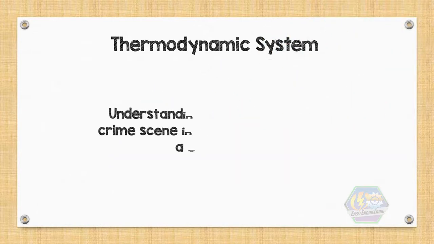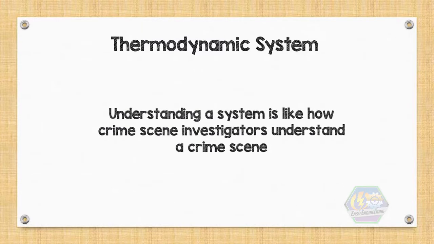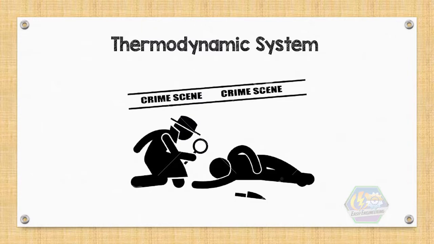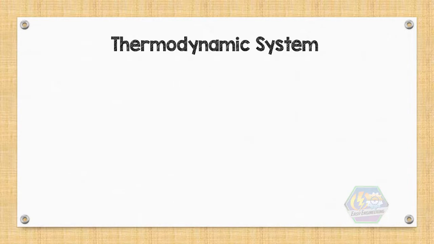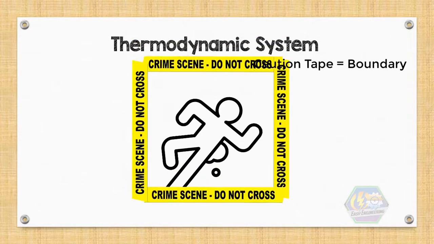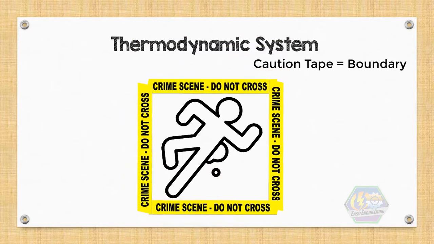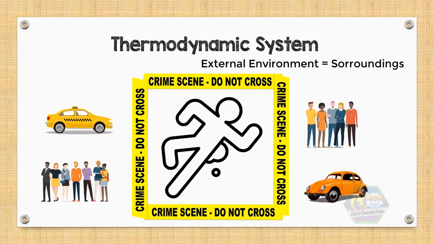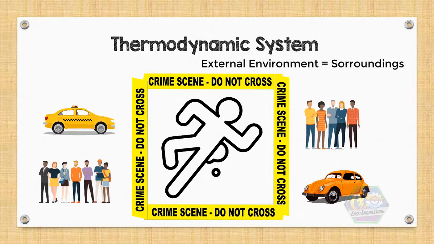Understanding a system is like how crime scene investigators understand a crime scene. This is how these investigators use a caution tape to isolate the victim from the external environment. In thermodynamics, we have these things also. Our victim is the system. Our caution tape is called the boundary. And our external environment is the surroundings. So by now, you have already realized that the boundary separates the system from the surroundings, and the surroundings are everything external to the system.